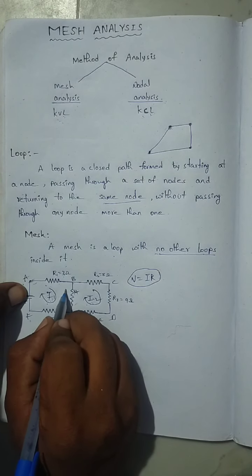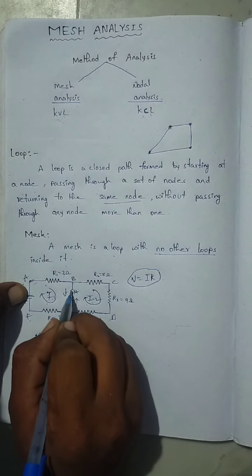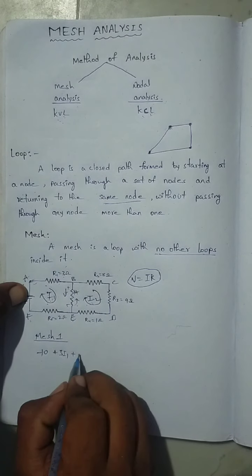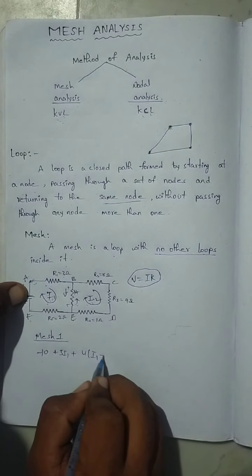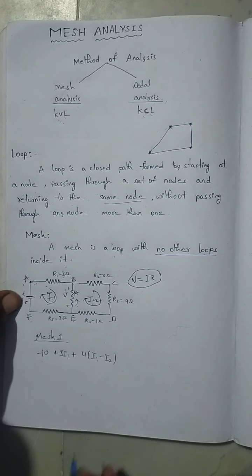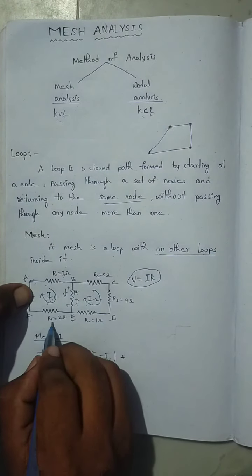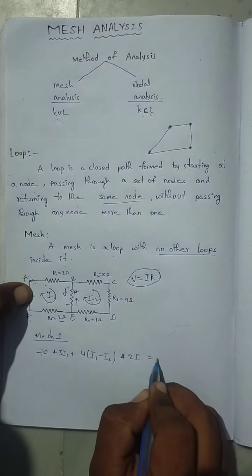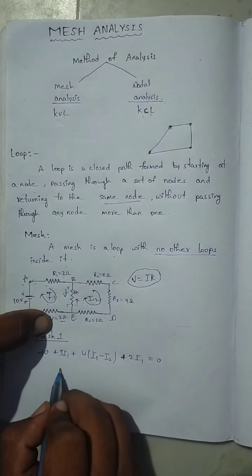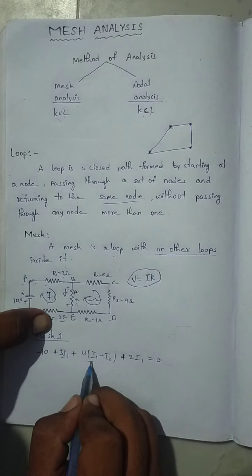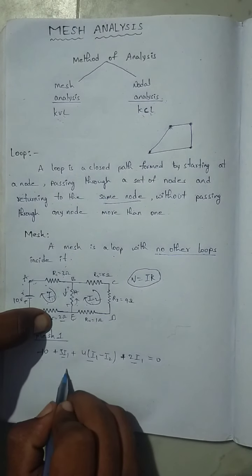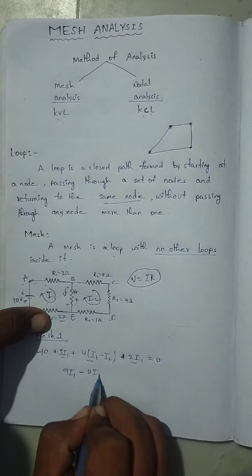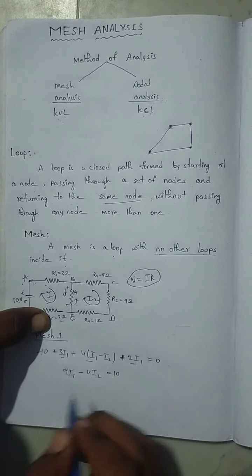Here this current I1 is in this direction, and I2 is in this direction, positive to negative, opposite to it. So 4 into (I1 minus I2), plus 2I1, where R is equal to 2 ohms, is equal to 0. So here 3 plus 4 plus 2 gives 9I1 minus 4I2 is equal to 10.